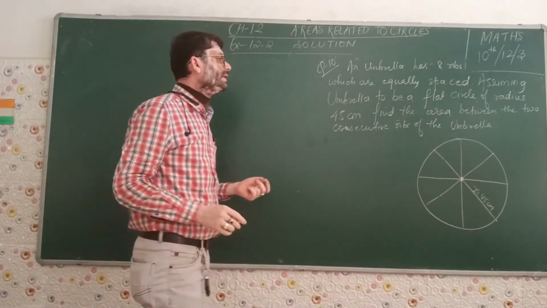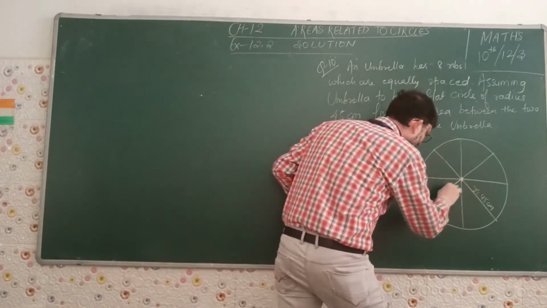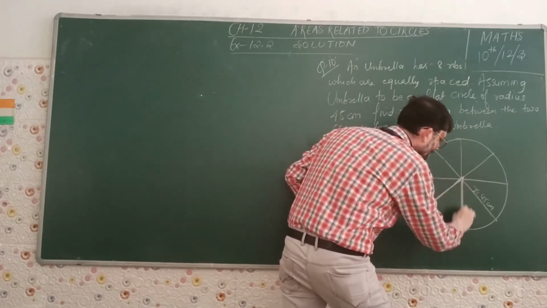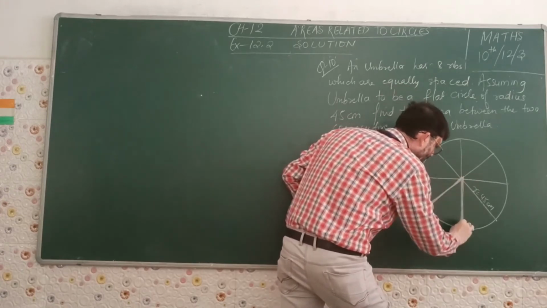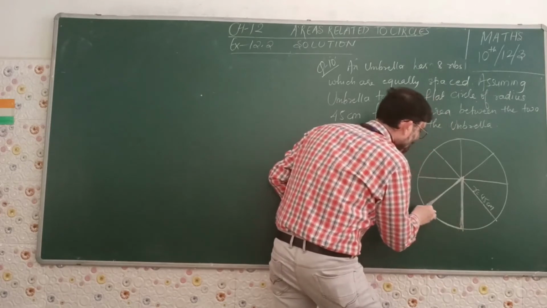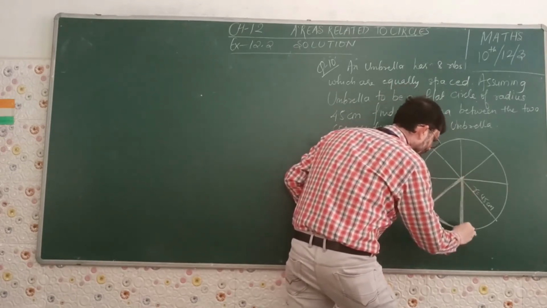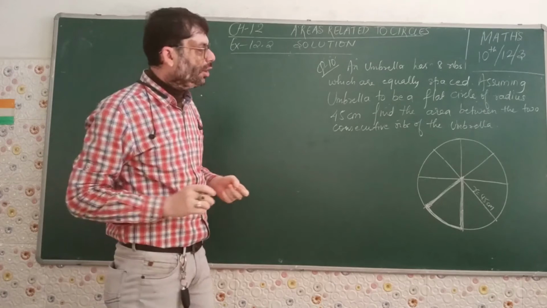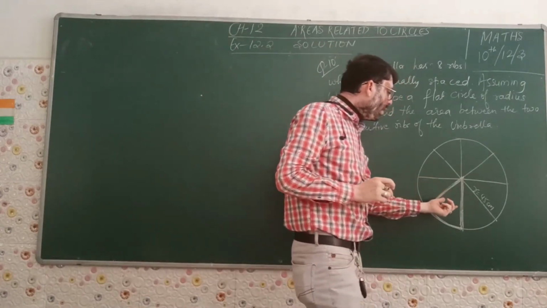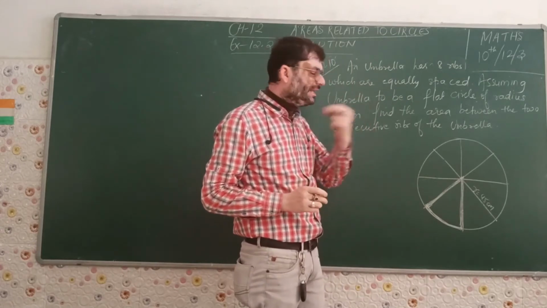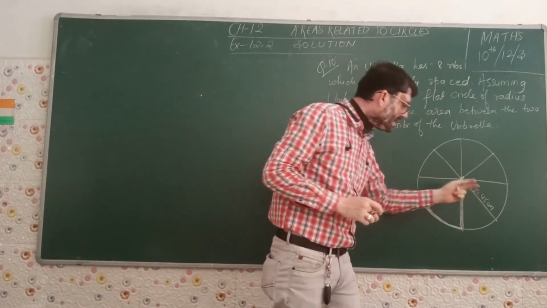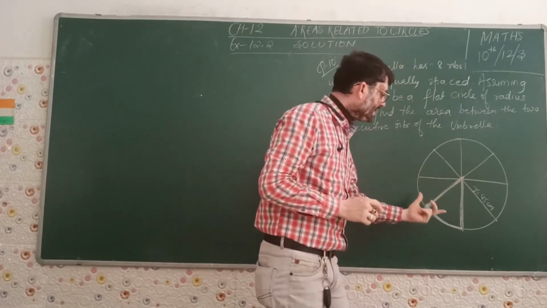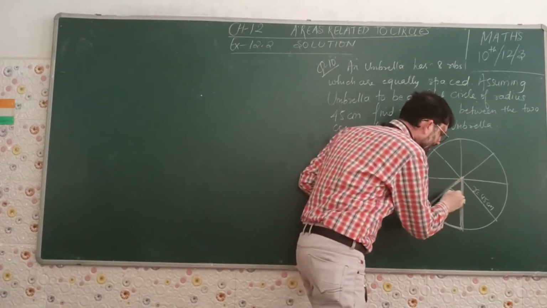We need to find the area between 2 consecutive ribs. Consecutive means one after the other. If you are considering this rib, this will be a consecutive rib, or this can also be a consecutive rib. In between 2 consecutive ribs, we get the shape of a sector. The area enclosed between 2 consecutive ribs means the area of one sector. In order to find it, we need 2 things. One is the radius of the circle that is given to us, and second is the central angle that the sector has at the center, and that angle is, say, theta.